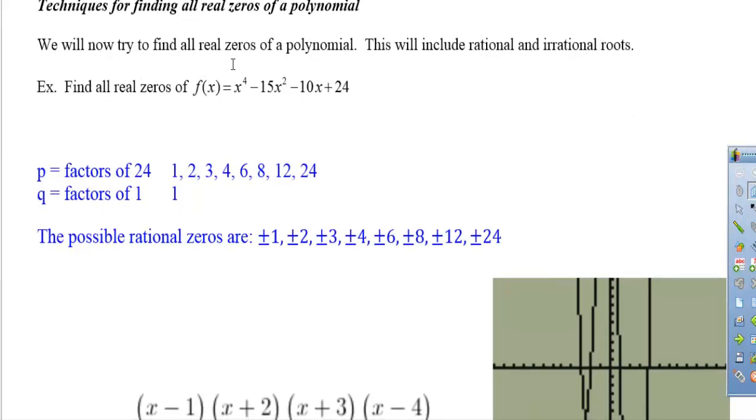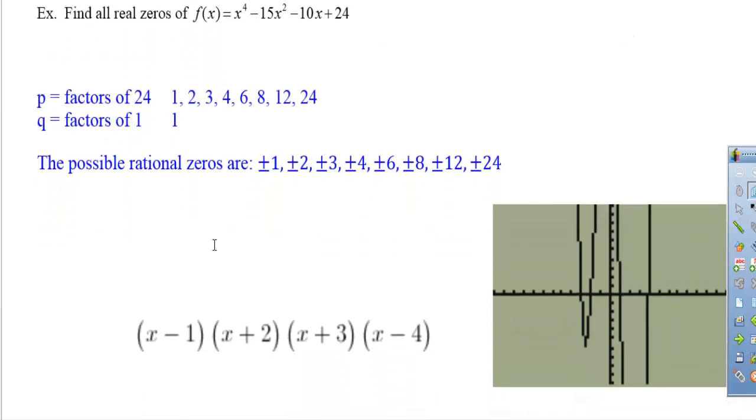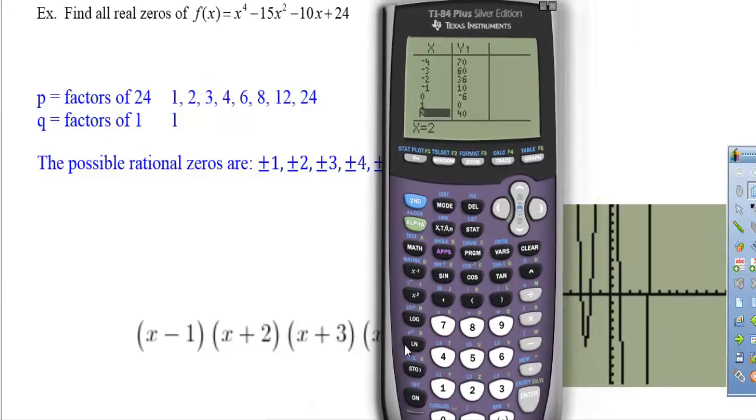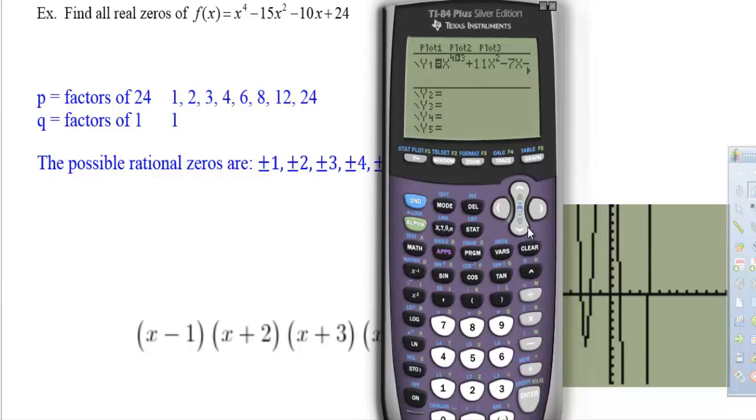So let's look at all real zeros of a polynomial. This will be the rational and the irrational roots. Let's take a look. So here is my polynomial. Let me put this one in the calculator. Go back to y equals x to the 4th. Let me just clear it. We'll start fresh. X to the 4th minus 15x squared minus 10x plus 24. So there's my polynomial.